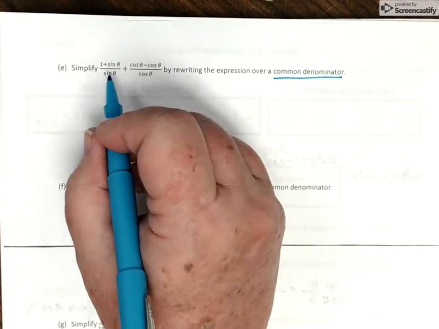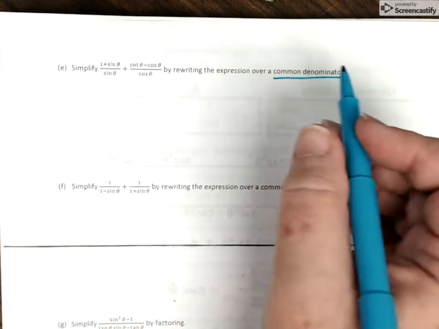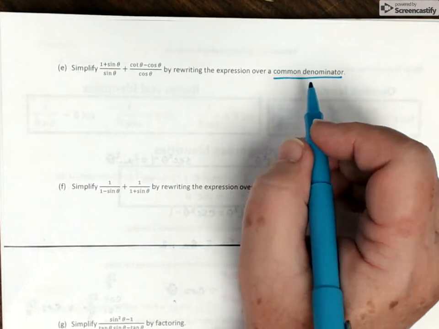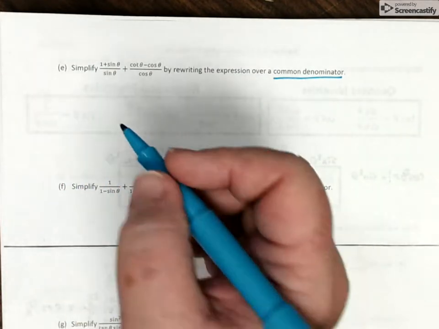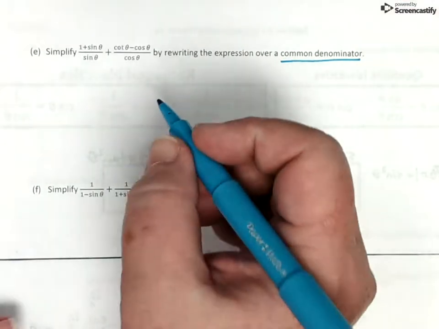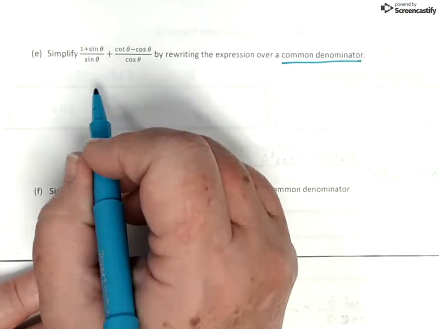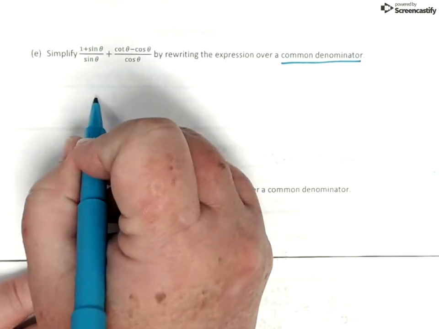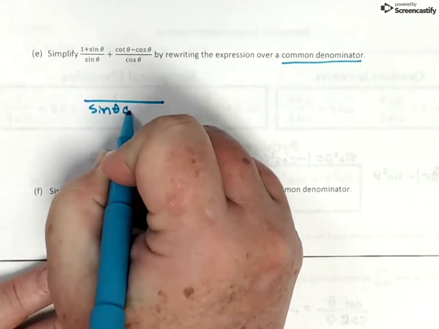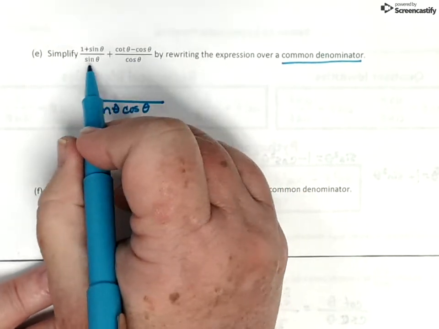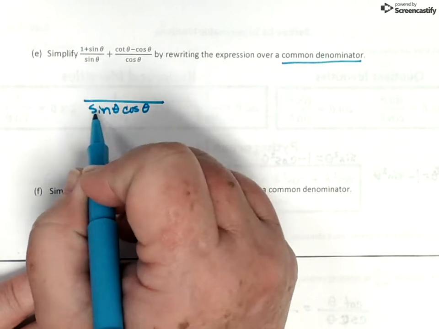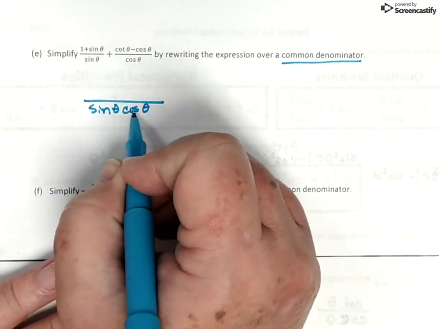When you look here, I have two fractions that I am adding together, and they do not have a common denominator. And fractions must have a common denominator in order to be added together. So, when I look at these two fractions, what is the common denominator? Well, the common denominator is sine of theta times the cosine of theta, because they're different. They're two different factors, and so the common denominator would be both of them multiplied together.